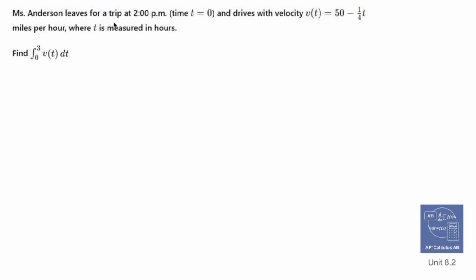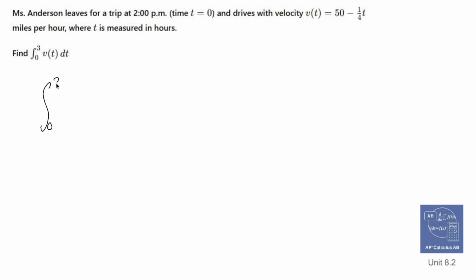Mr. Anderson leaves for a trip at 2 p.m., and at 2 p.m. the time is t equals 0, and he drives with a velocity of 50 minus 1/4 t miles per hour, where t is measured in hours. Find the integral from 0 to 3 of v of t dt. Okay, I can handle that. Very simple, very straightforward. Doesn't seem like a chapter 8 type problem, but I can handle it.